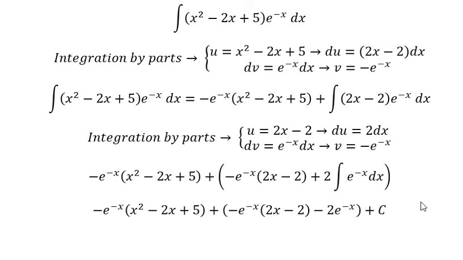If we simplify this one, you will get negative e to the power of negative s, and we have s squared plus 5.